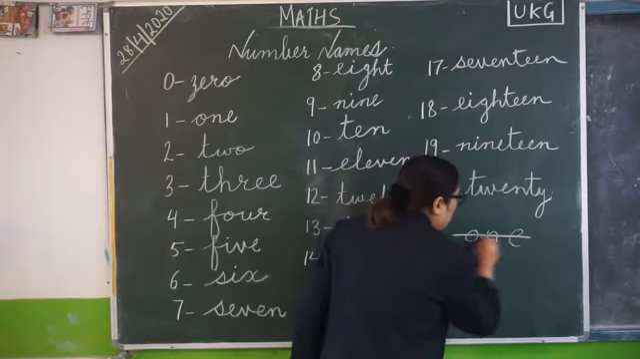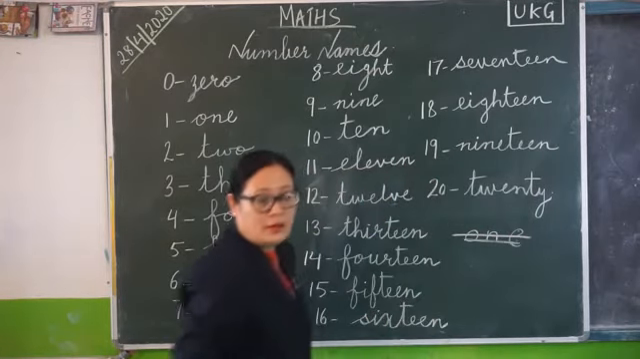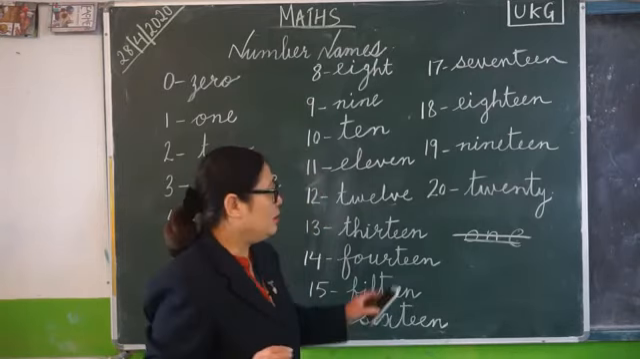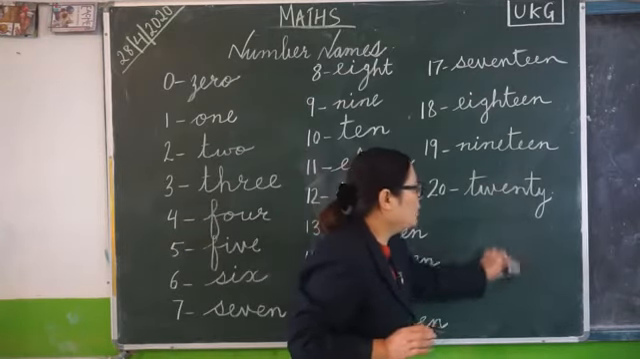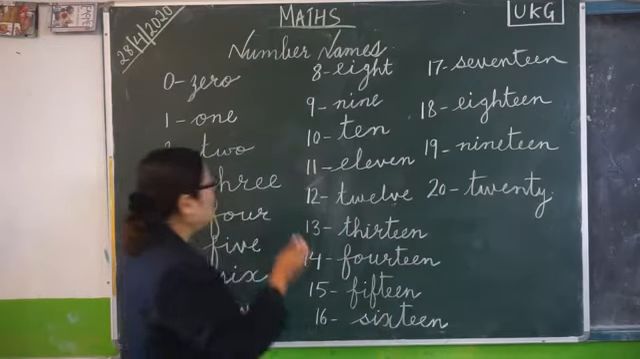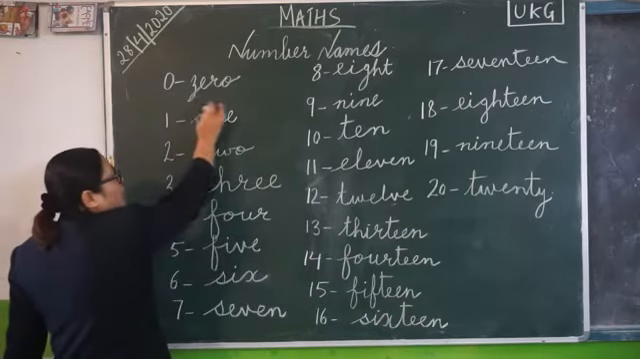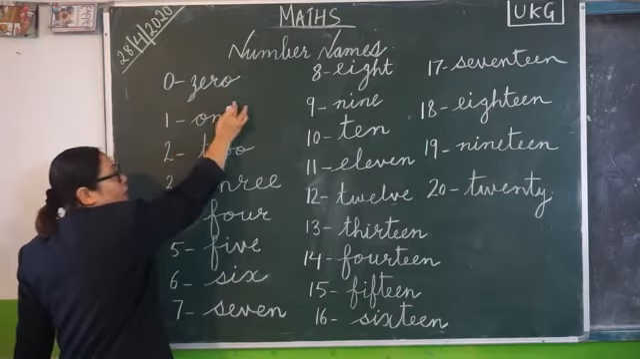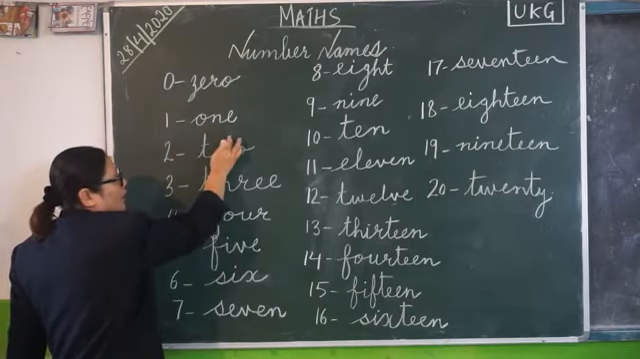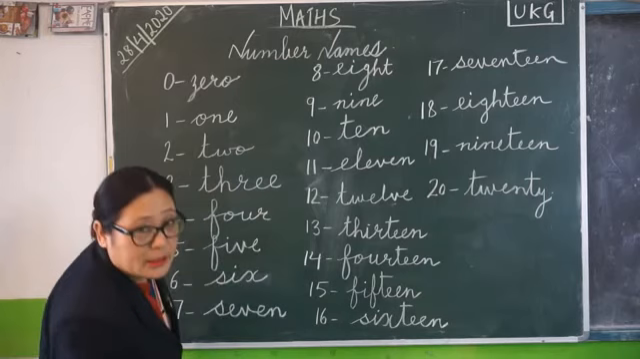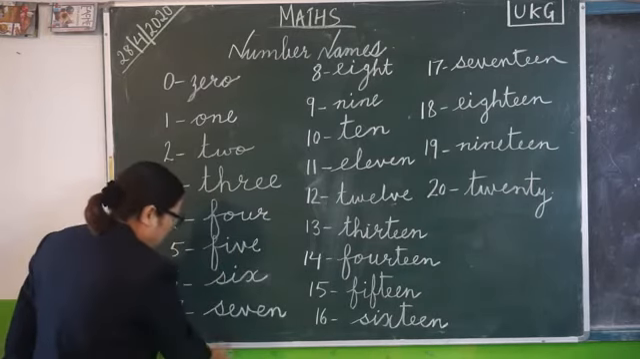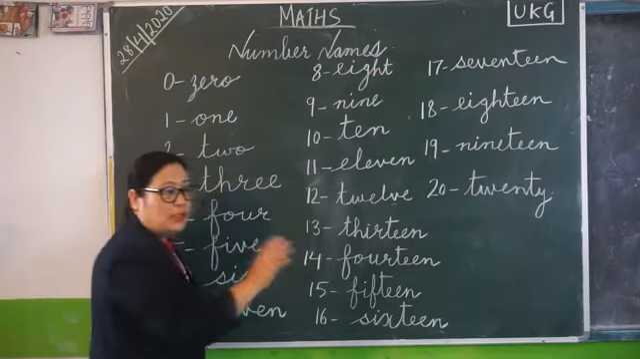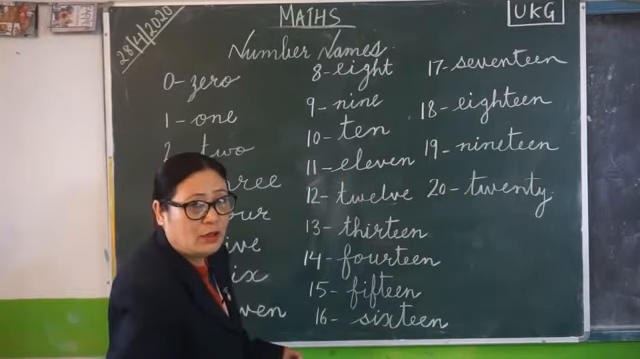So you should not write this type of letters here. You should write in joining handwriting. Okay, children? Joining handwriting. And when you are writing, don't forget to leave a line here. After writing 0, leave a line here. After writing 1, leave a line here. And children, since I don't have the place to write, I am writing this way.